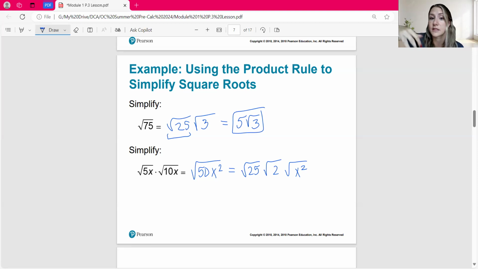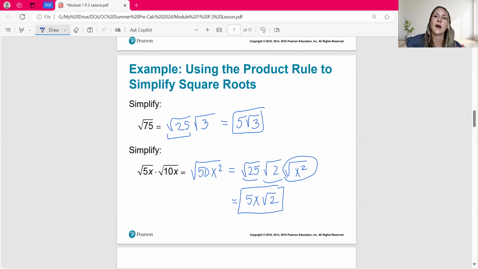It's best for us to break this down like this because now I can see, okay, the square root of 25 is going to give me 5. The square root of 2 doesn't break down anymore. And then the square root of x squared is just going to be x. And there's my final answer. So that product rule really helps us simplify square root problems.